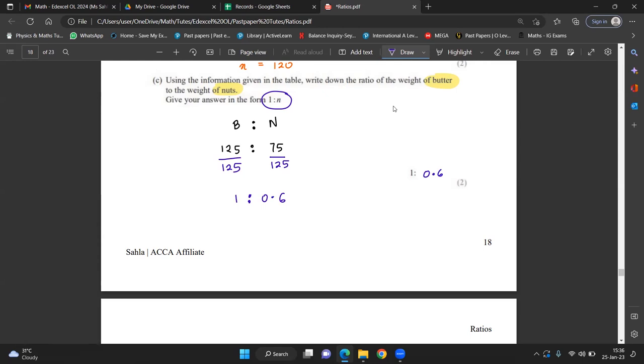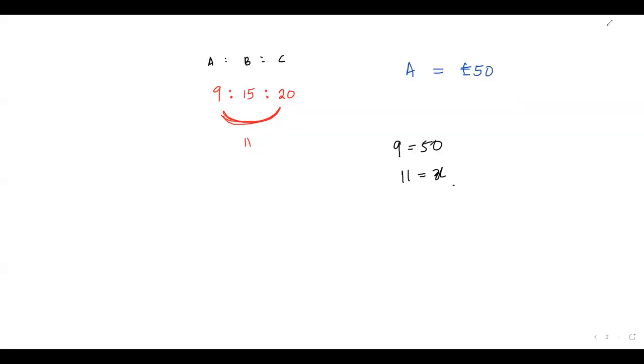Okay, I have a random question for you. If I give you 10 is to 25, and I ask you to write this in the form n is to 1, which number has become a 1 here? 25. If the 25 should become a 1, you're supposed to divide it by 25. If you do that to one side, you have to do the same thing to the other side. So 0.4 is to 1 will be the answer.